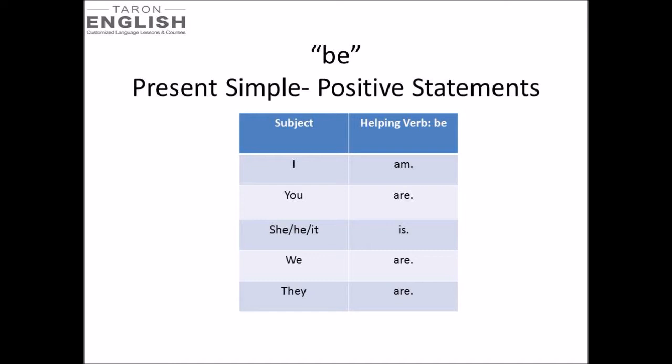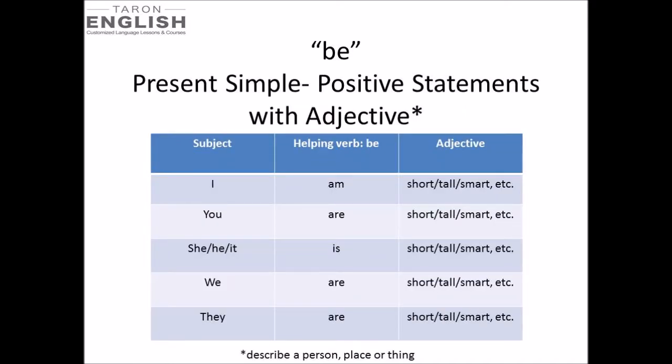You can also combine this with an adjective. Adjectives are used to describe people, places, or things. For example, I am short. You are tall. She is smart. We are short, or they are smart, etc. You can use any adjective.